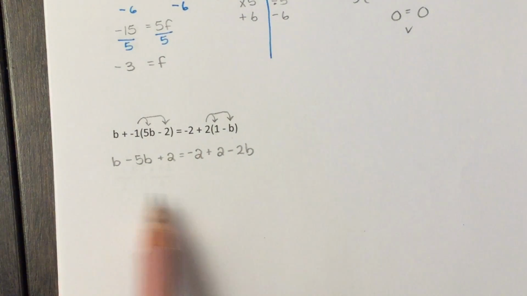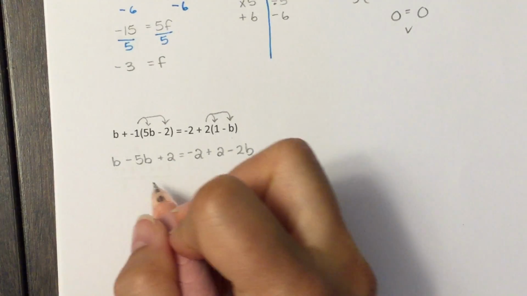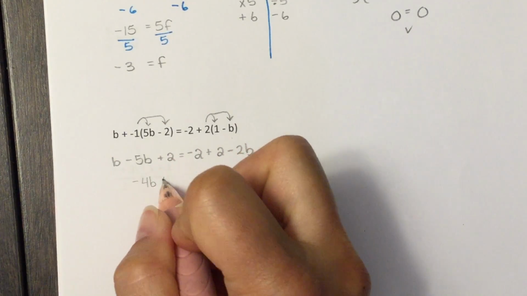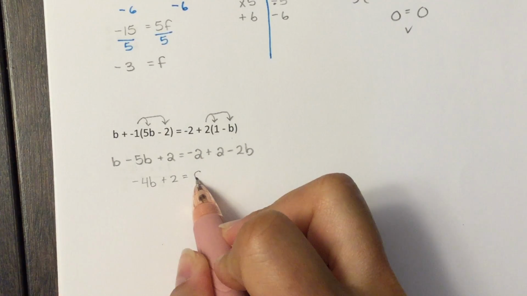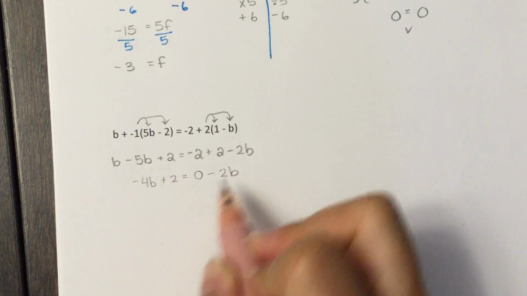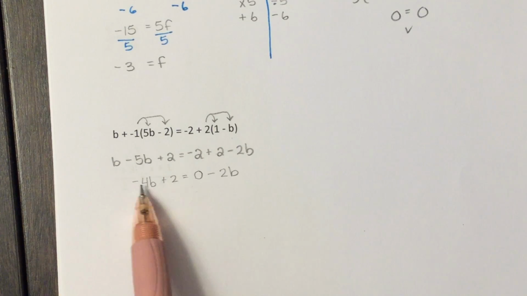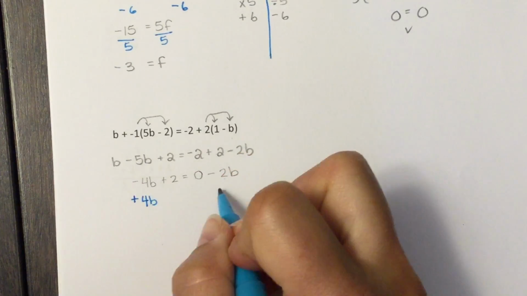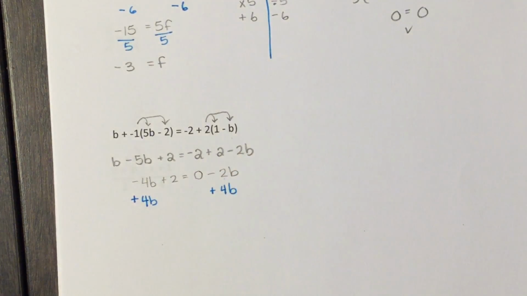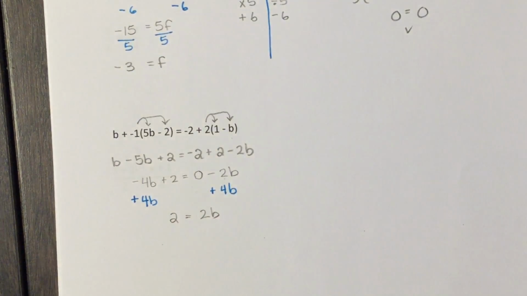Now I'm going to get all my variables together. Over here, positive b plus negative 5b will be negative 4b plus 2 equals negative 2 plus 2 is 0 minus 2b. And I'm going to bring this 4b over here to make it positive. So I'm going to add 4b, add 4b. So now I have 2 equals 2b.